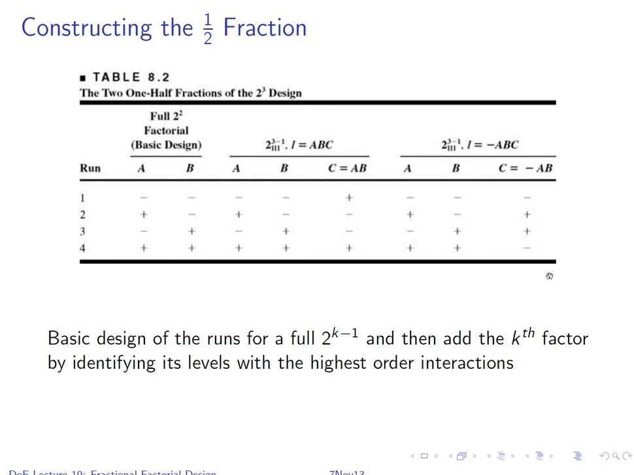design. And you start with a full 2 to the k minus 1 design, and then add the kth factor by identifying its levels with the highest order interactions. And the reason for doing the highest order interactions is that you push them out. So you'll see there's confounding here, so that when I measure the main effect of A, I'll measure a two-factor interaction, but I'll clearly have separated the main effects of the three variables A, B, and C.